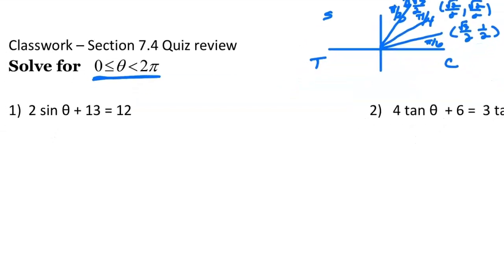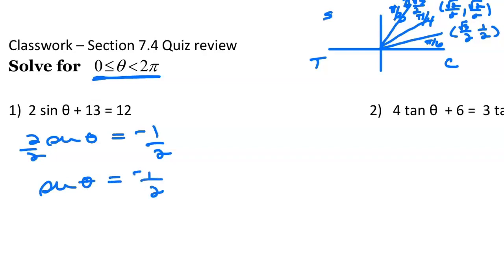Okay, this is simple algebra. So what you're going to do is isolate your trig function on the left, the number on the right. So 2 sine theta equals 13 moved over, so negative 13 from 12 gives you a negative 1. Okay, so then I want to isolate my trig function. Never separate the theta from the trig function. Okay, so this is what you have, negative 1/2.